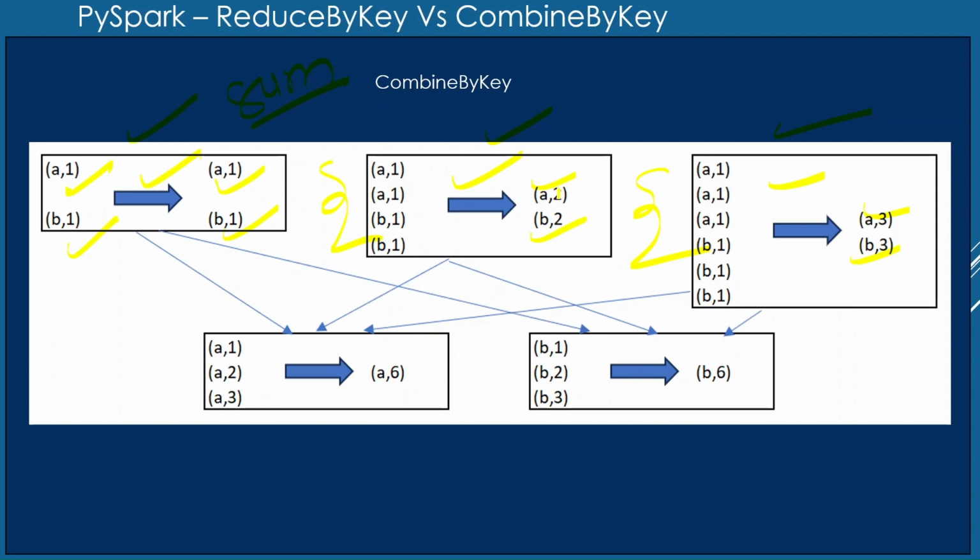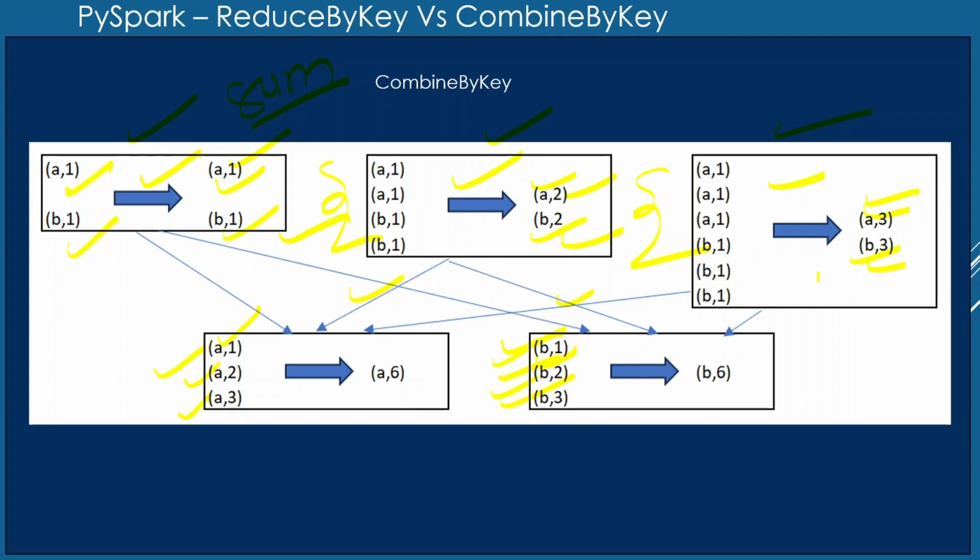Once the aggregate is applied on each and every partition, then the shuffling of the data happens, and it comes into different partitions which may be present in different executors. This data point is coming from the result of this partition, and this data point is coming from the result of this partition. Same for B, this one and this one. This B2 is coming from here. This B3 is coming from here.